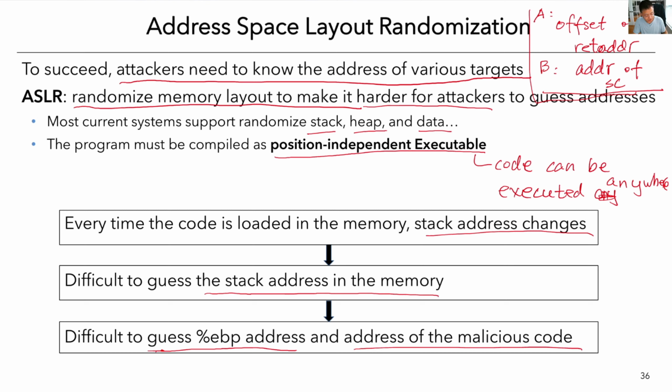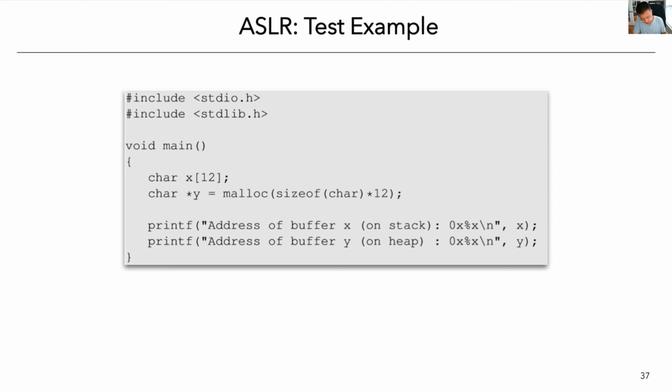So here we have an example. This is a very simple program. We have some local variables, x and y. We also allocate 12 bytes from the heap. So this is on the heap, and those two are on the stack. Then we're going to print out the address of buffer x, then the address of buffer y.